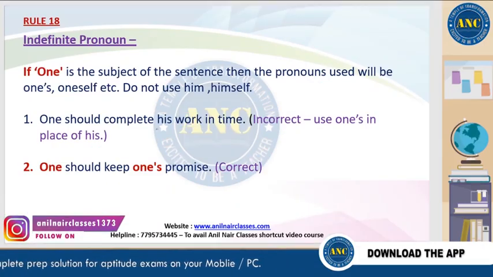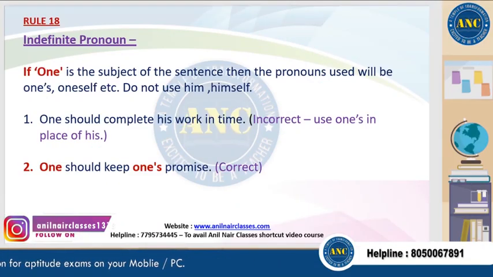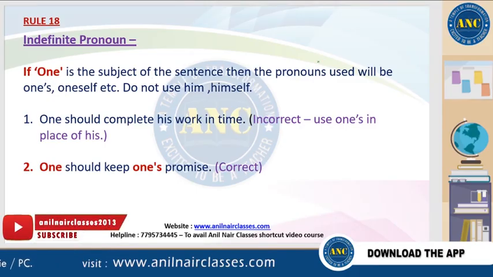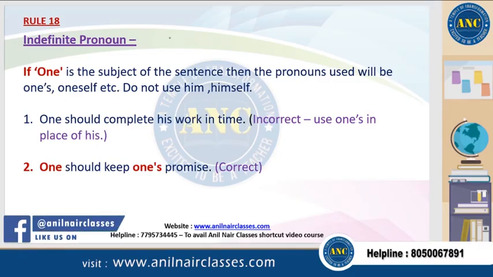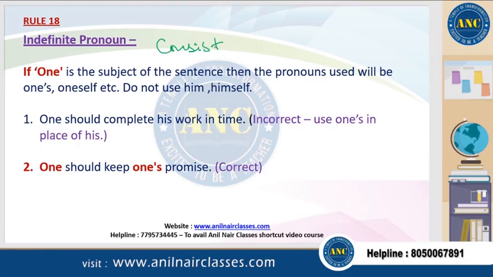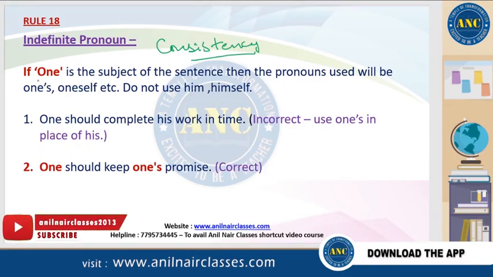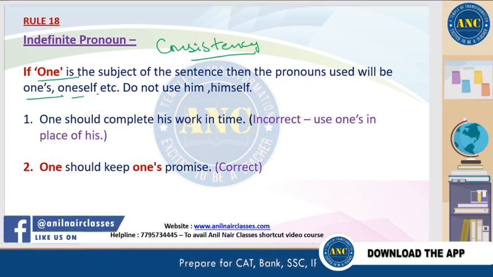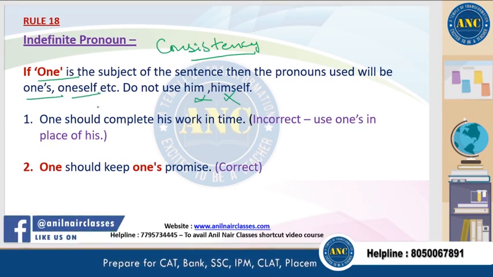Next slide, please. Indefinite pronouns. Like rule number 18, we are continuing. If one is the subject of the sentence, the pronouns used will be one, oneself, etc., because that is consistency, right? Once you have used one in the sentence, throughout you have to use one only. If the first time you have used one, the second time will be one's, oneself. You cannot use him or himself, because then the person will be changing, right?